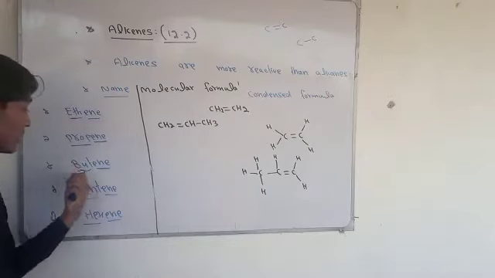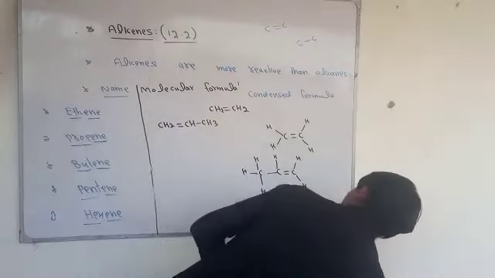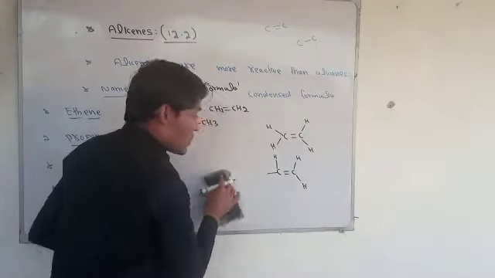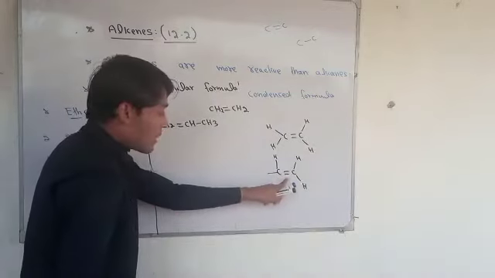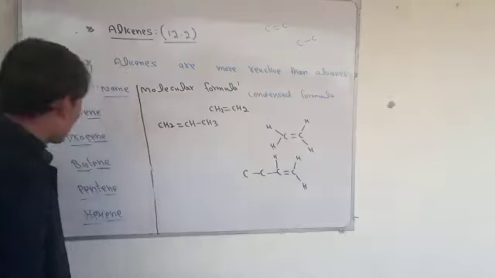Now if we talk about the butene condensed formula, we just go through the same process: we need to attach one more carbon, double bond, carbon, then one more, and 4 carbons in total for butene.